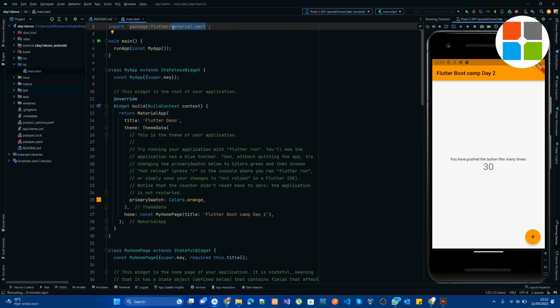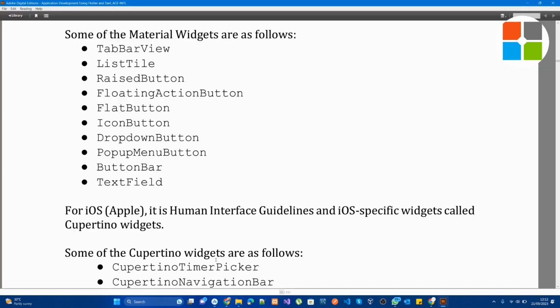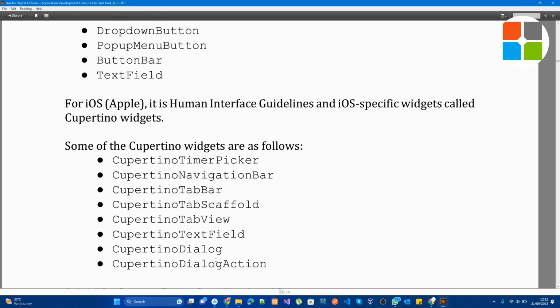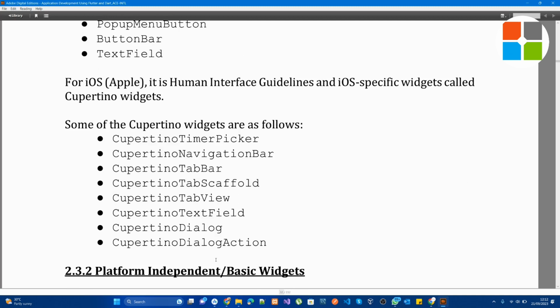If I'm using it for Apple or for iOS, then it will be Cupertino, right? I'm also getting there. But whatever you use, it will still render, you still achieve the same thing. Just that the look on iOS and in Android will differ a little bit. So we have the pop-up menu and the button bar and so on. For iOS, it is the Human Interface Guidelines and iOS specific widgets called Cupertino widgets. So here we see the Cupertino time picker, tab bar, Cupertino dialog action.